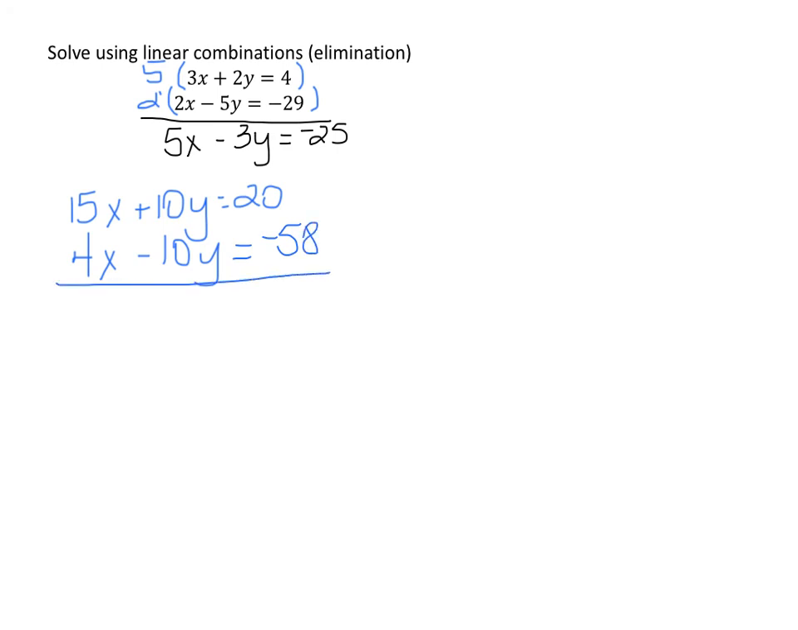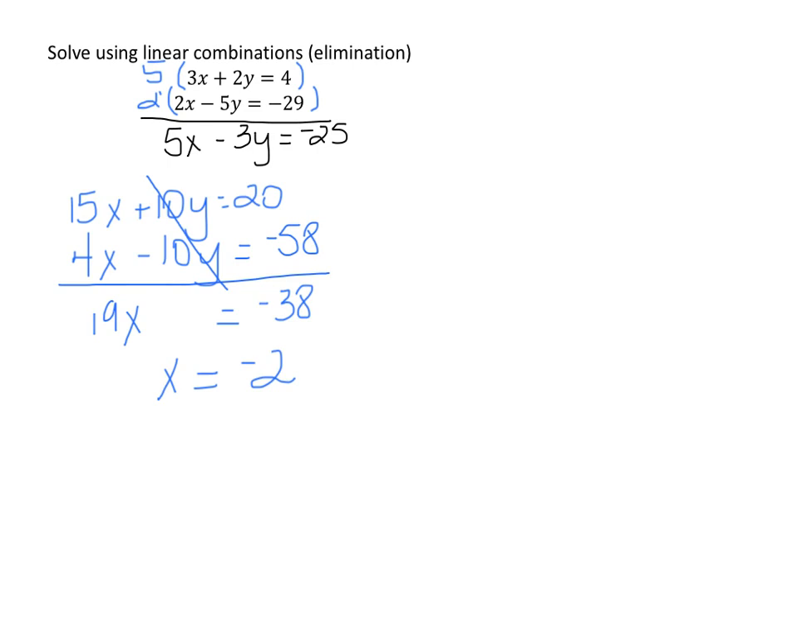Now when I add these equations, 15x and 4x become 19x. 10y and -10y eliminate. And then 20 and -58 become -38. When I divide by 19, I can figure out that x is equal to -2. Again, I'm not finished. I still need to solve for y. It doesn't matter which equation you use.